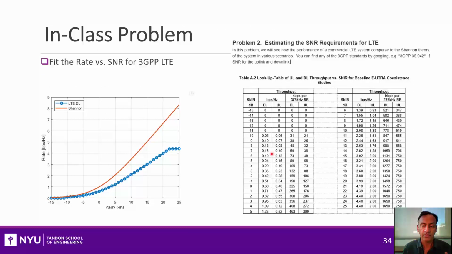Okay, that wraps up this section. What I want you to try to do is the second problem. Again, all the in-class problems are in the GitHub link below. So this table comes from a 3GPP document. 3GPP is the standards organization that builds your cellular standards. In this case, this is LTE.